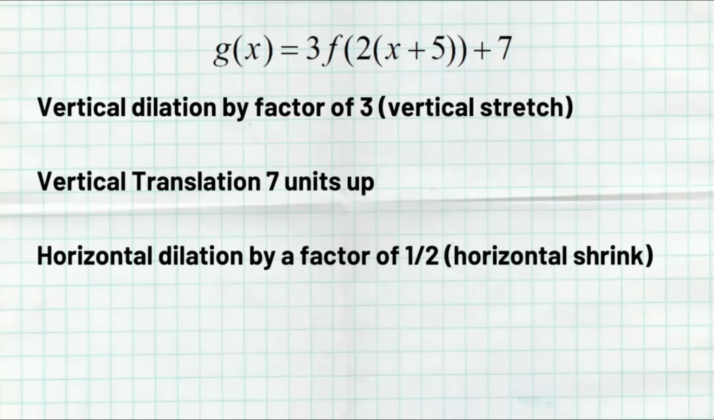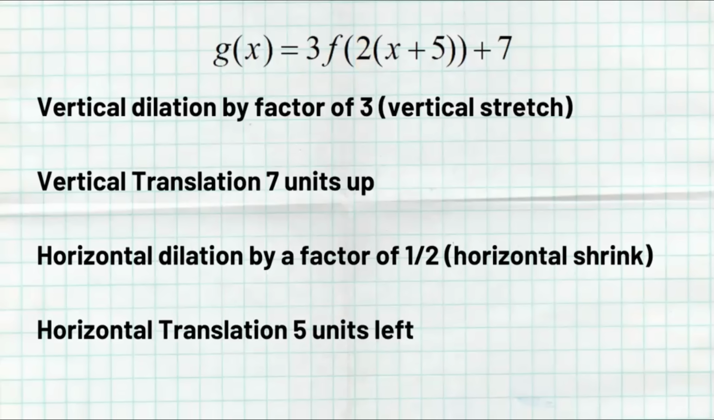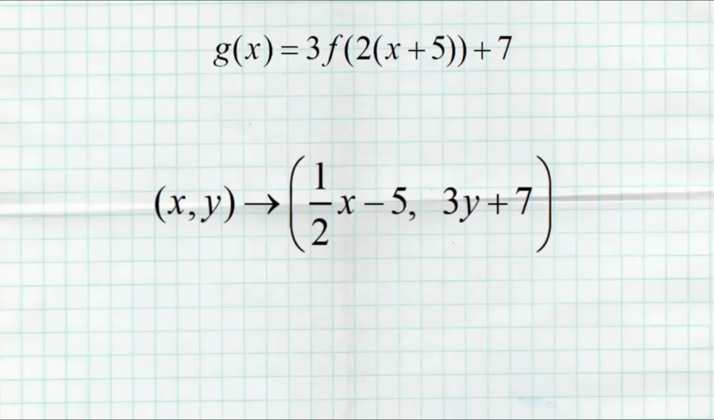Then we have that b value of 2. That's going to be a horizontal dilation by a factor of 1/2. That's actually going to be a horizontal shrink. Now I'm going to be smaller. And then finally, we have that plus 5 right here. That's going to be a horizontal translation left 5 units because it says plus, but that means it's actually going left 5 units.